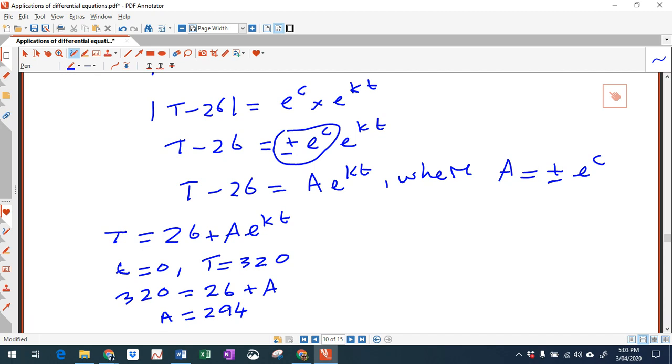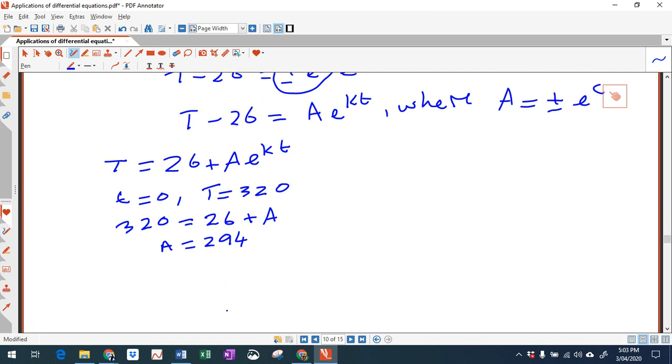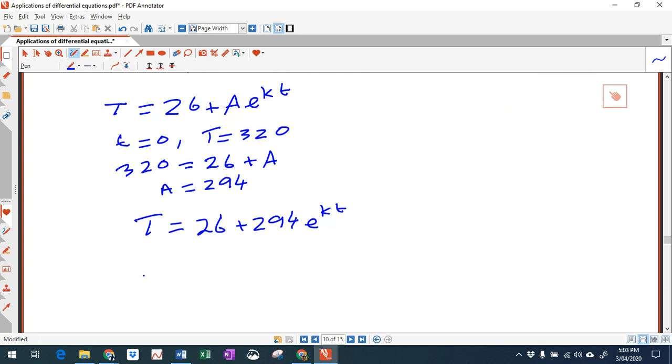Good. Okay, so that means our equation can be updated. So we're going to have T equals 26 plus 294 e to the kt. Okay, now what about k? We need to know what k is.